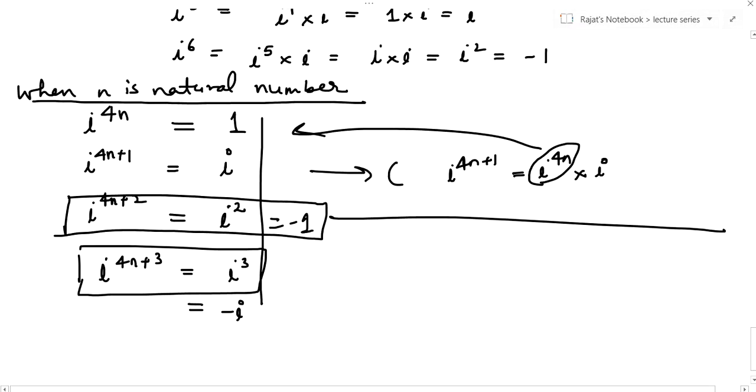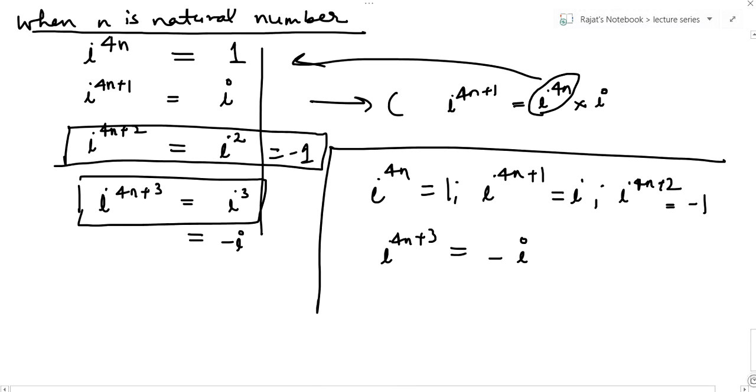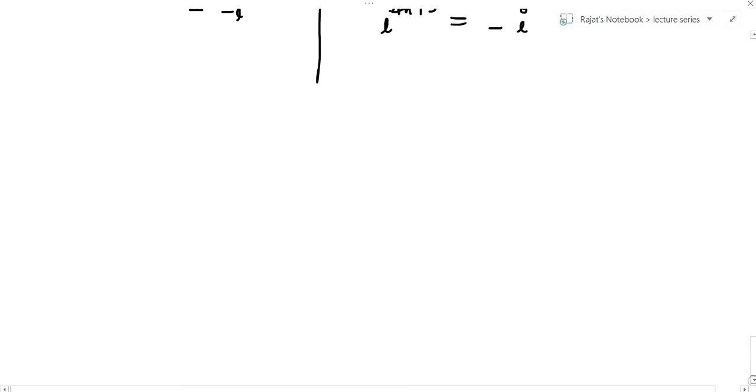So let me write it more clearly. i to the power 4n is equal to 1. i to the power 4n plus 1 is equal to i. i to the power 4n plus 2 is equal to -1. i to the power 4n plus 3 is equal to -i. So this is the first piece of information. So you can use it in many ways. Sometimes the questions are like this: i to the power 58 plus i to the power 60 will be how much?